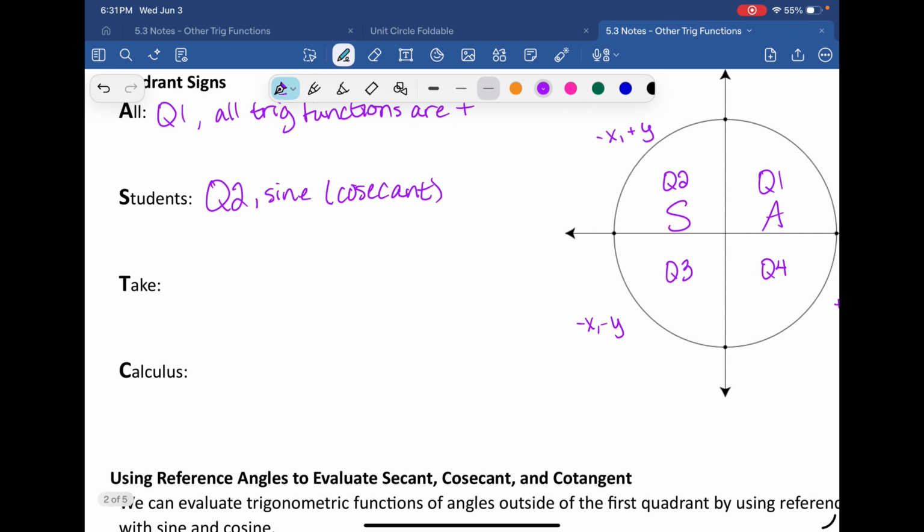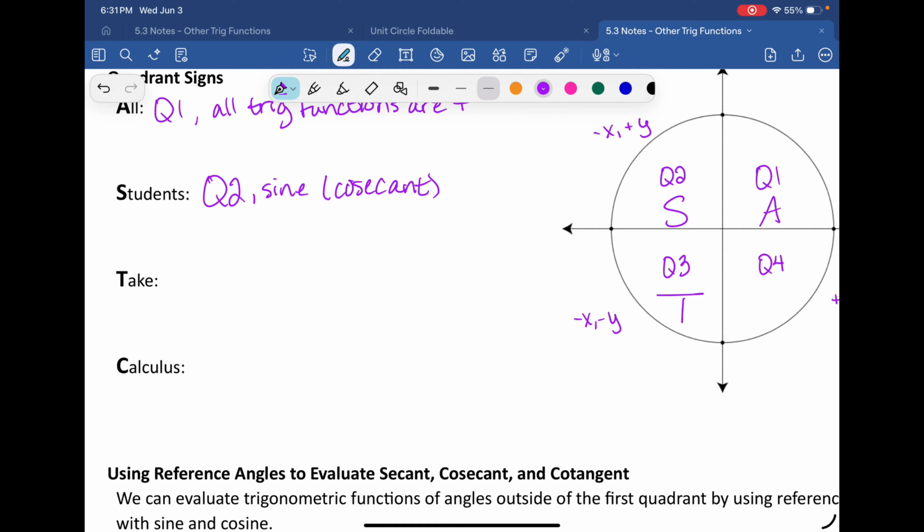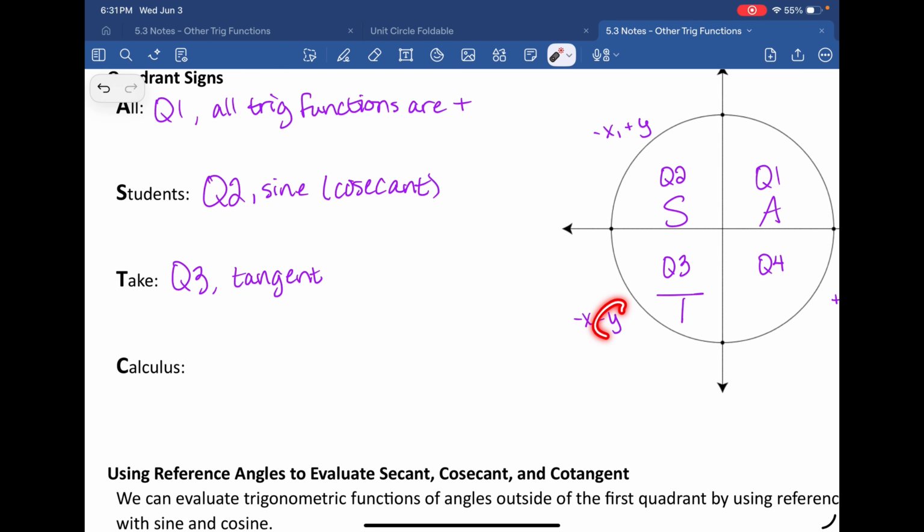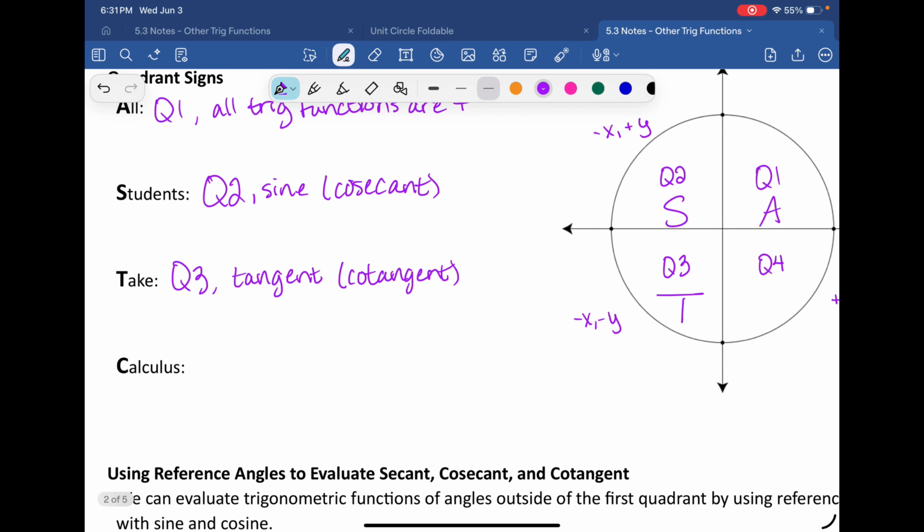T is quadrant 3. T for tangent. So tangent is positive in quadrant 3, and that makes sense because you have a negative y over negative x. Negative over negative is positive. And C goes in quadrant 4. That stands for cosine. Reciprocal, secant.